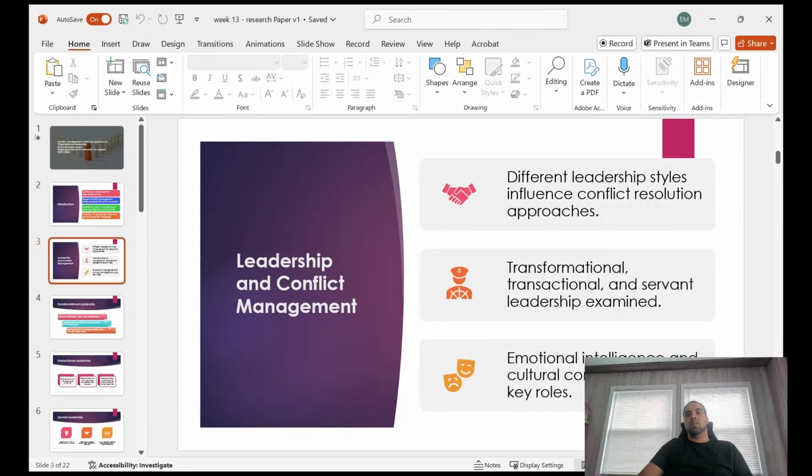As we know, leaders are not one-size-fits-all when it comes to conflict management. Some inspire change, others enforce structure, and some focus on the needs of their teams. Leadership style heavily influences how conflicts are approached and resolved. Beyond leadership styles, emotional intelligence and cultural awareness significantly impact the effectiveness of conflict resolution.